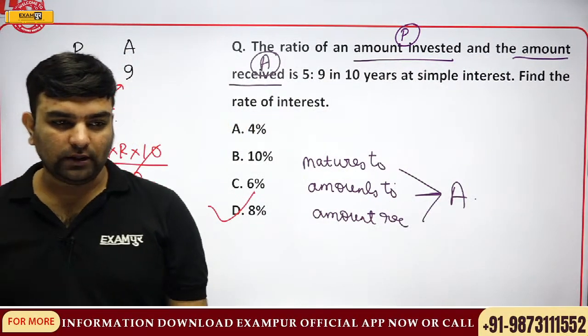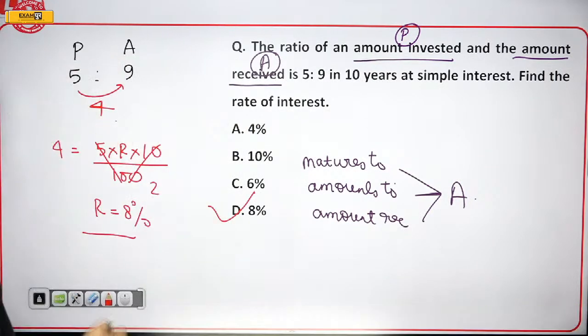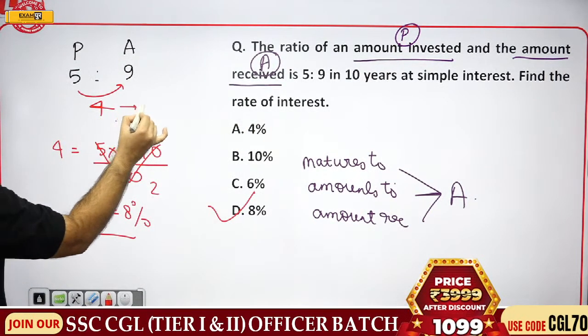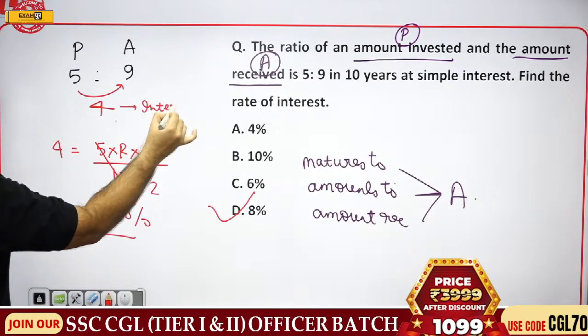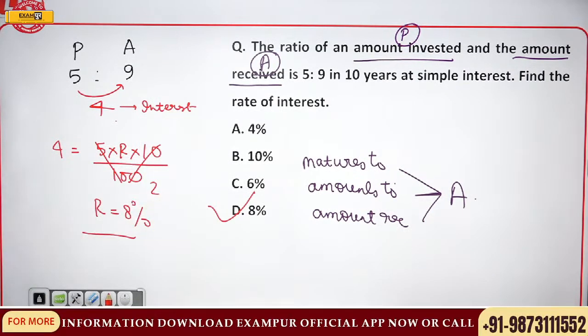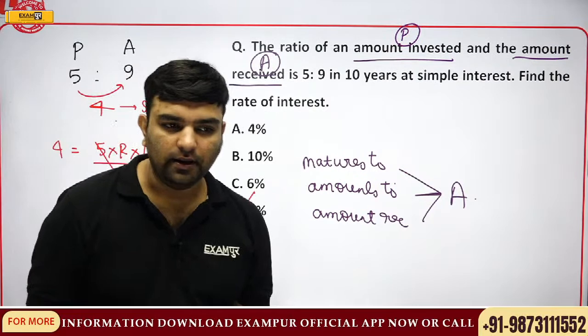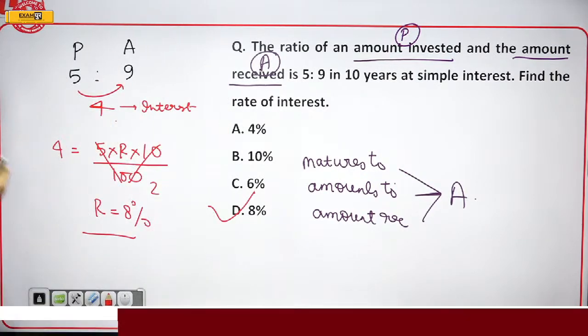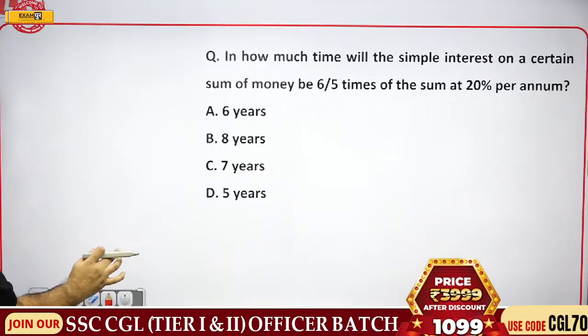Interest of 4 over the principal of 5 in 10 years with the rate of R. So R comes out to be 8%.